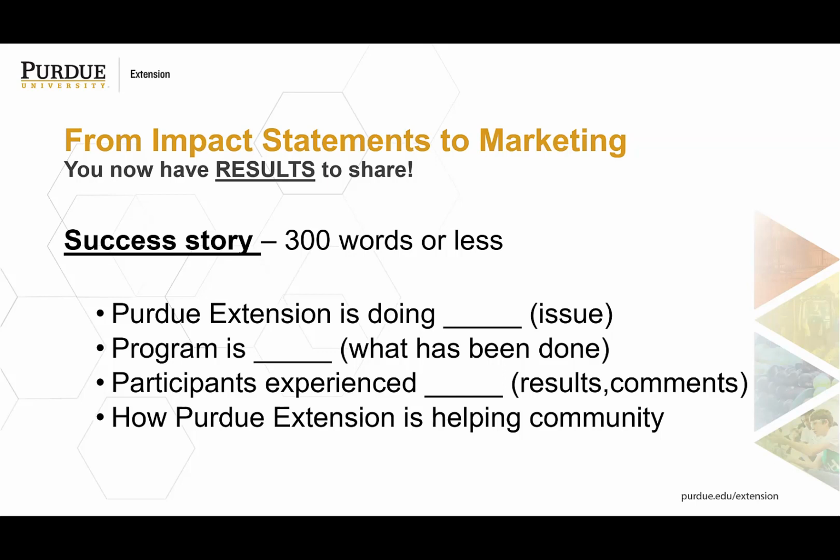And then you have 4 main things that you address in there, and you'll recognize these parts. Purdue Extension is doing something, and this is where you pull an issue. Purdue is going to be addressing the issue of whatever that is from your impact statement. And then the program or the project is, and that's what you're pulling from the what has been done section. And the participants experience certain things. So what were the results that you found? Did they learn things? Did you share some quotes from them? And then how is that extension program helping the community? So basically looking at those 4 components of your success story.